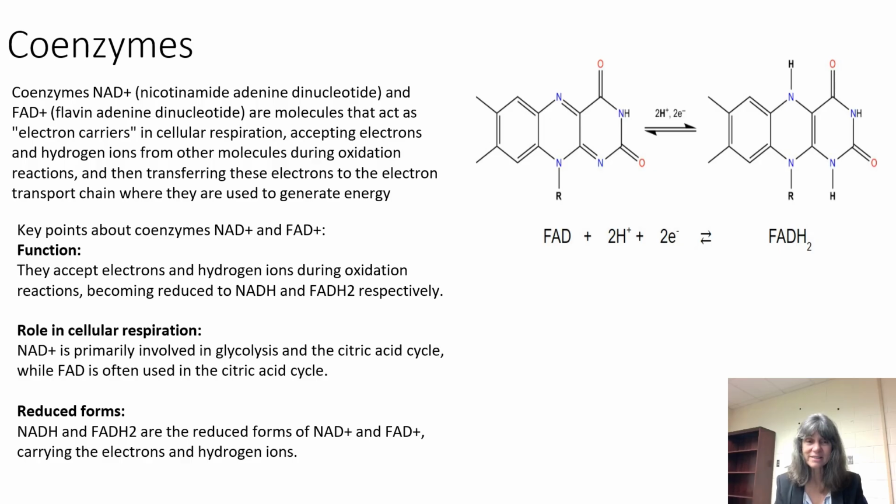In terms of their role in cellular respiration, NAD+ is primarily going to be involved in glycolysis, which is the breaking or bursting apart of glucose with the help of water. It's also used in the citric acid cycle, while FAD is primarily used in the citric acid cycle. We're going to be looking at this cycle in a short while. So the reduced forms of these molecules are NADH and FADH2. Those are the reduced forms of the coenzymes NAD+ and FAD+, or FAD.